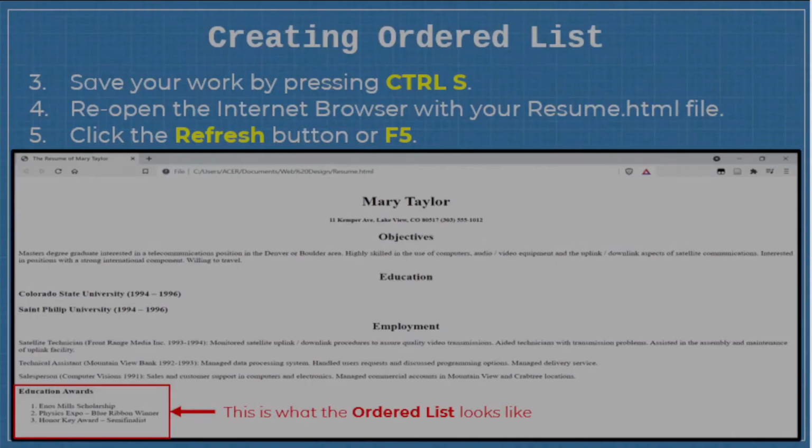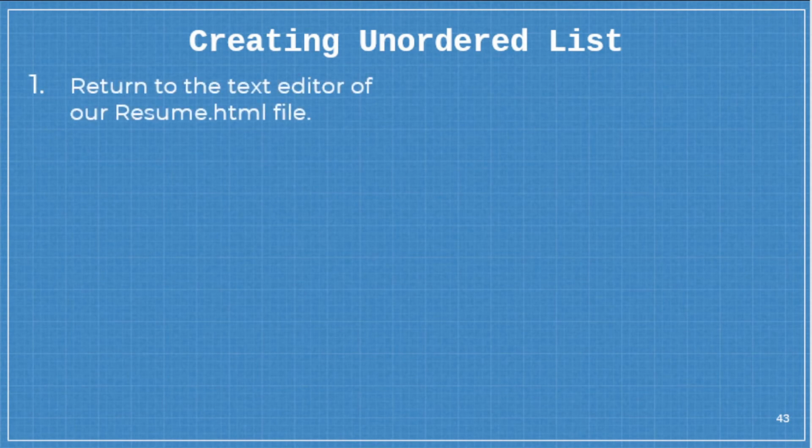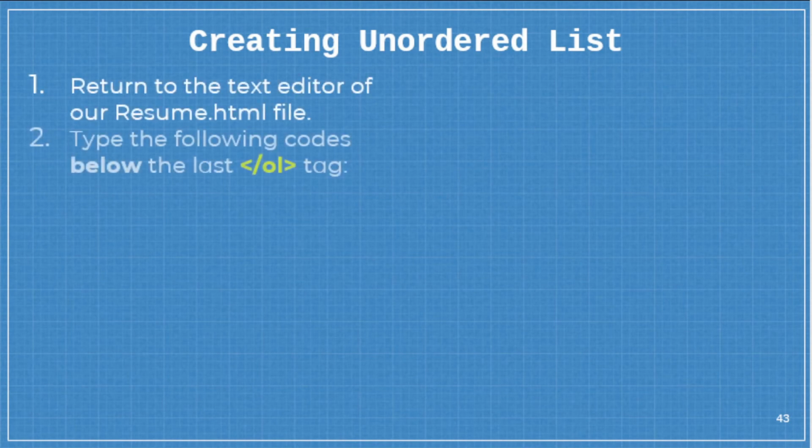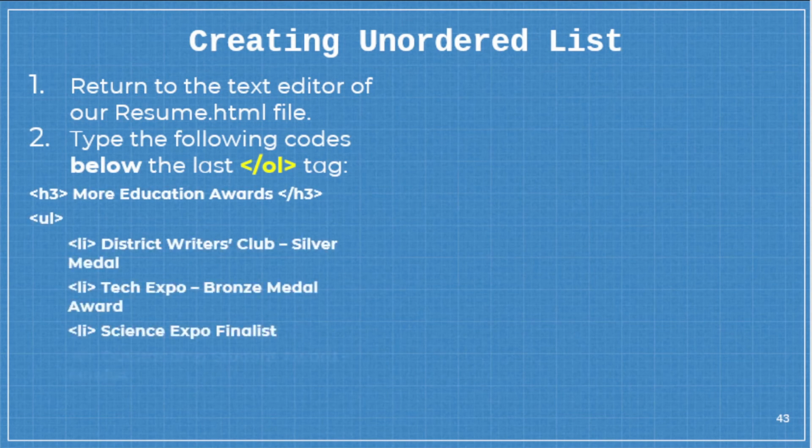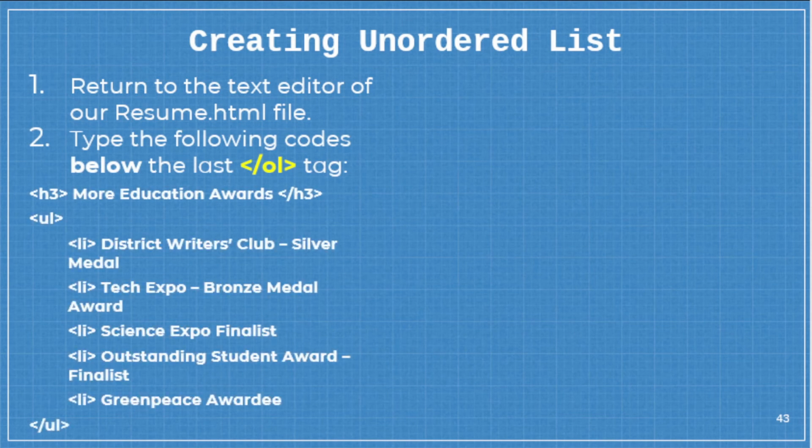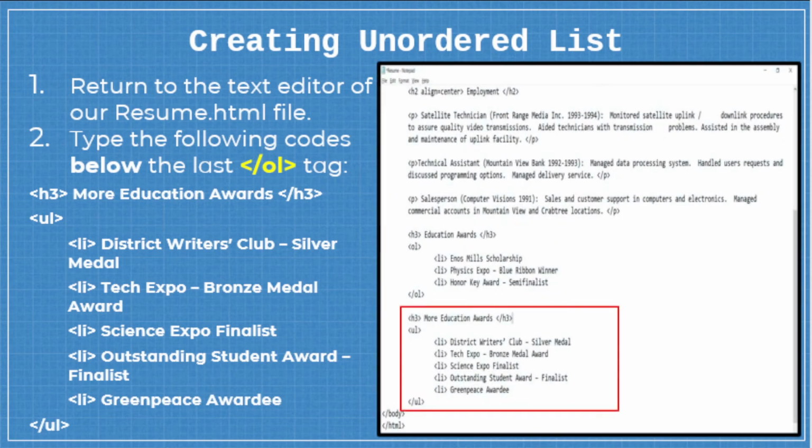Alright. Now, let's go back to your text editor again. And then let's type the following codes below the /OL. To give you an idea, this is what you will see there. Below the /OL here, we start H3 More Education Award /H3, and you have UL, LI, /UL. See it there?